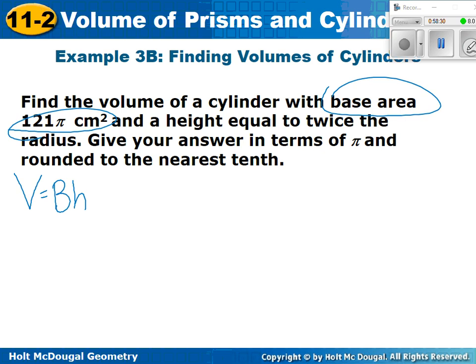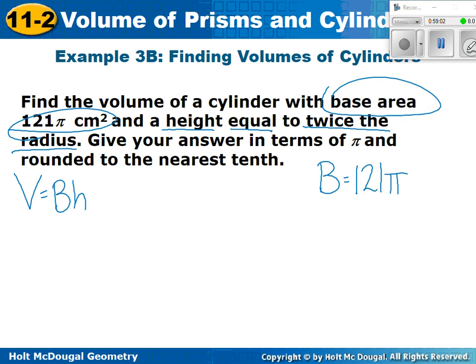What are they giving me here when they say base area? Okay, which is what in my formula? The capital B. They're giving me the area of the base. So they're telling me capital B. That should make that a little easier. We don't even have to find it. They're telling me capital B is 121 pi. Is everybody okay with that? But then it goes on to say it has a height equal to twice the radius.